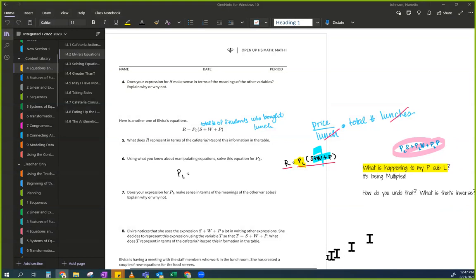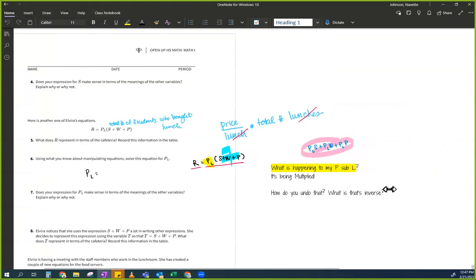My next question would be, by what? Whatever you were multiplying, what are you multiplying P sub L by? So I'm going to stay right here and I'm going to be a little bit stubborn about people seeing this. Who is P sub L being multiplied by?